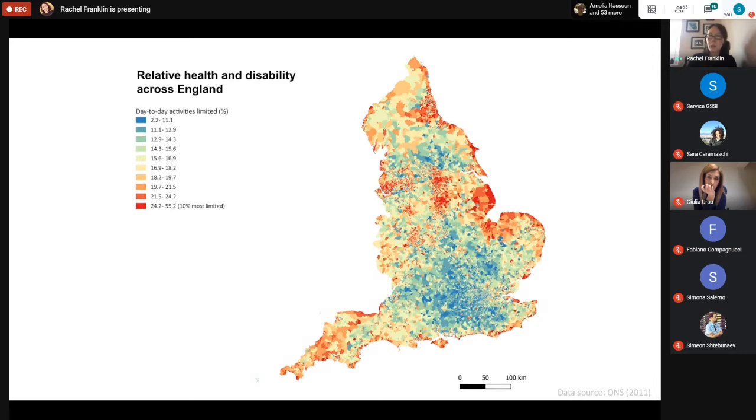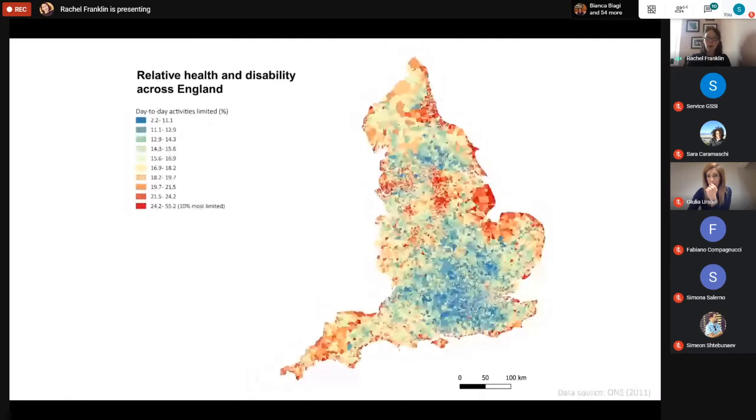So there are some places that are very, very healthy and some places that are relatively unhealthy. And you can imagine that if you put the space and the structures together, that it can be difficult for some people in some of these places to ever climb out of the circumstances in which they're placed.